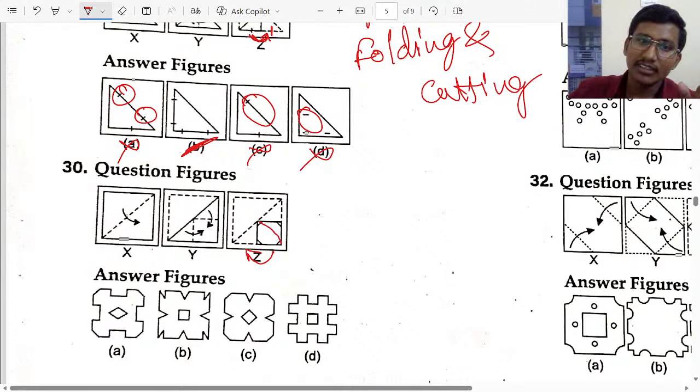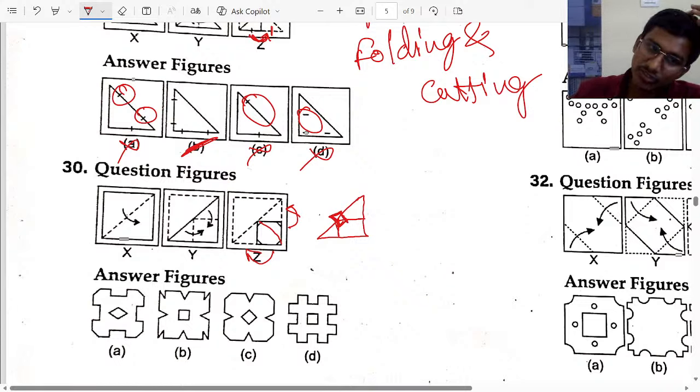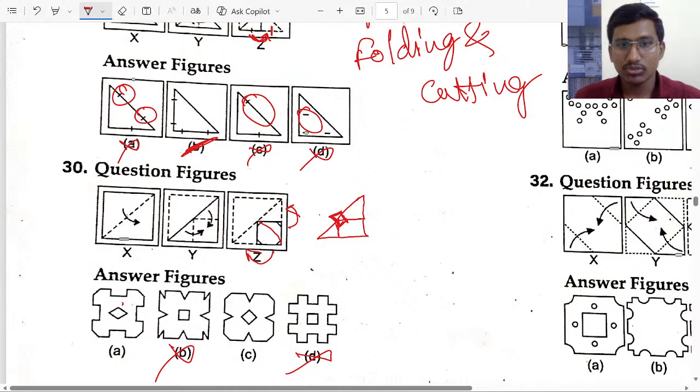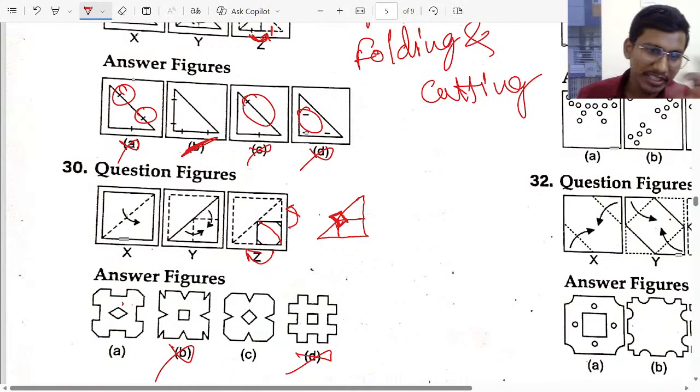So this fold, if you open it up, there will be this bigger triangle. So if you open it up here, there will be a diamond inside. So B will not be the answer, and D also not. If a diamond will come, that will not be the answer. So B and D are gone.